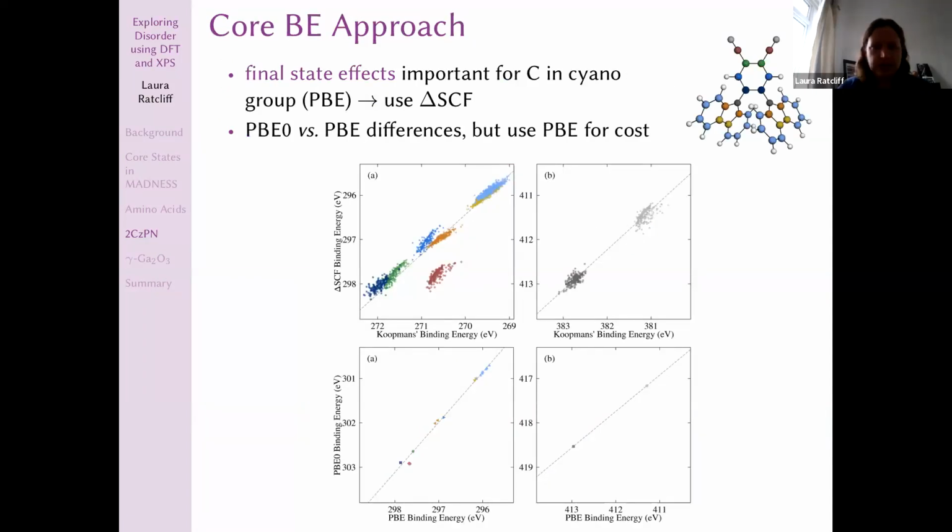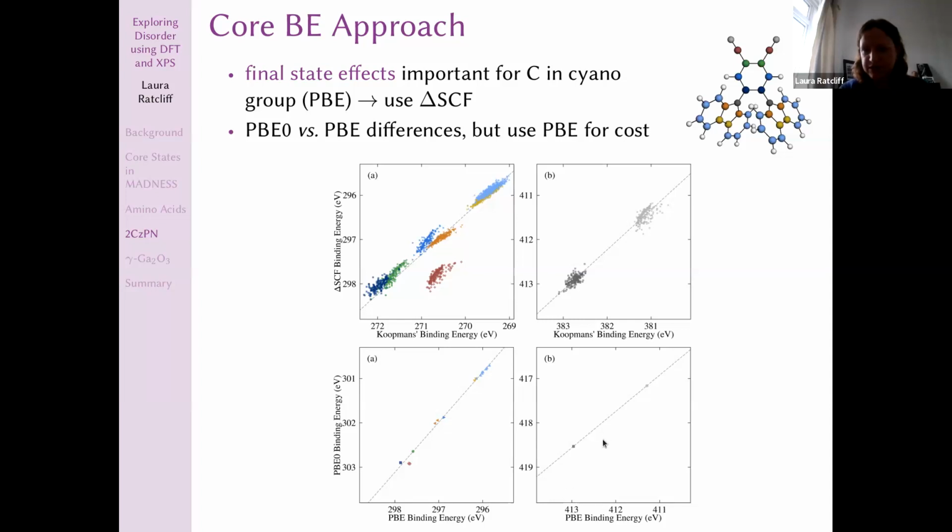The first thing we want to check is whether our level of theory is appropriate. So we compared the Koopmans to the DeltaSCF approach, and we found that for most of the atoms, they have a reasonably similar trend. But for these carbon atoms in the cyano group up here, you get something quite different between Koopmans and DeltaSCF. So for this particular system, if we want a balanced picture of the binding energies, then using DeltaSCF is important.